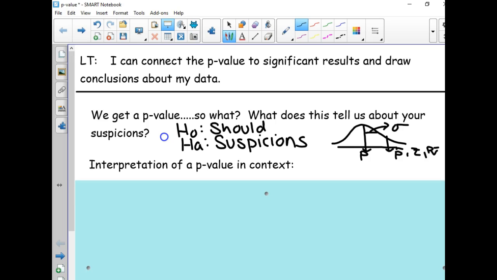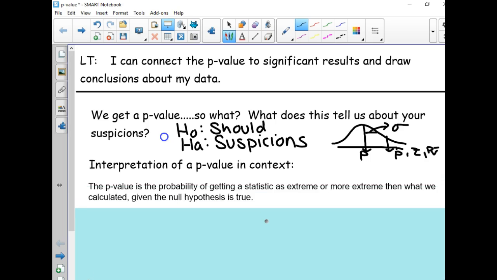Well, in context, what it means, and now you need to pause this and write down this definition. The p-value is the probability of getting a statistic as extreme or more extreme than what we calculated, given the null hypothesis is true. So what does that mean? Here's my statistic. When we get a p-value, it's the probability of this statistic happening, or greater than that, more extreme than that, given this null hypothesis right here is actually what should happen.